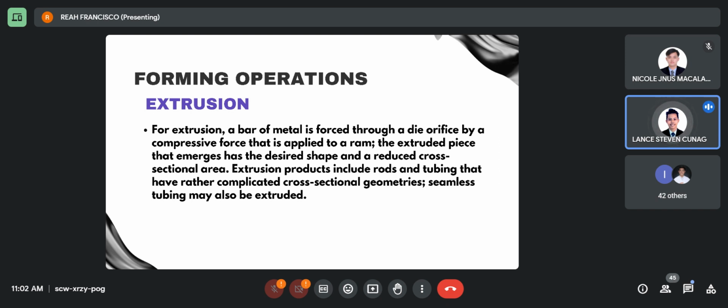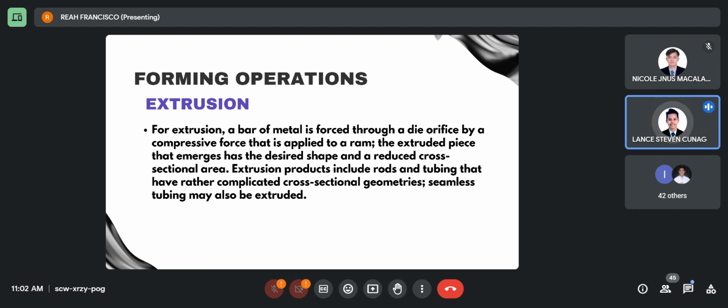So, in hot extrusion, the material is heated to a high temperature, which makes it easier to deform or shape. This method is commonly used for materials like aluminum, copper, and certain plastics. Cold extrusion is performed at near room temperature and is used for materials that are not as malleable when heated. It is often used for producing precision parts with fine details.